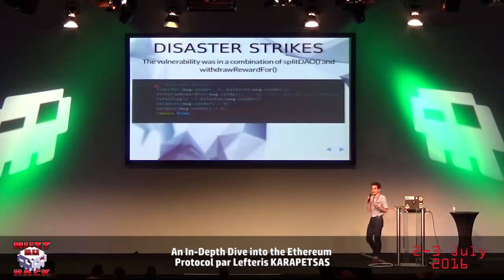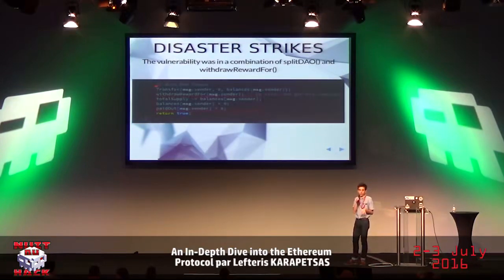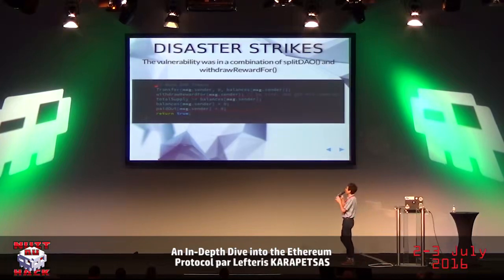The vulnerability was a combination of two functions, the split DAO function and the withdraw reward for function. At the end of the split DAO function, we have this withdraw reward for with the very neatly placed comment, "be nice and get his rewards." So at the end of splitting, when a user splits and creates his new DAO, we also are kind enough to withdraw his reward for him.